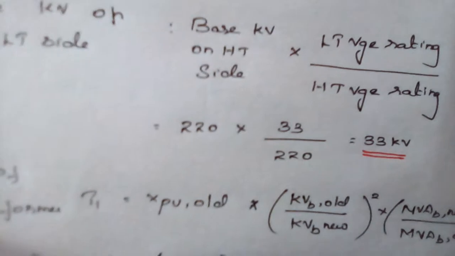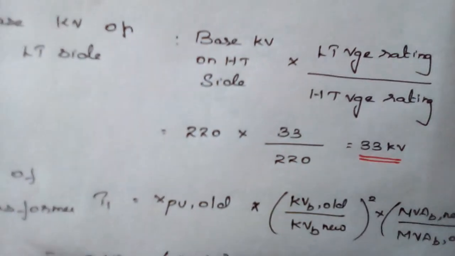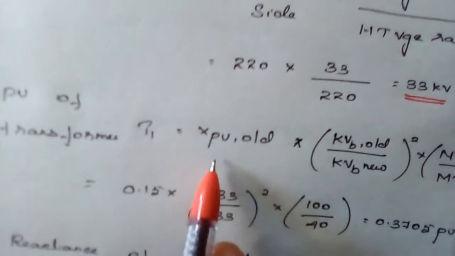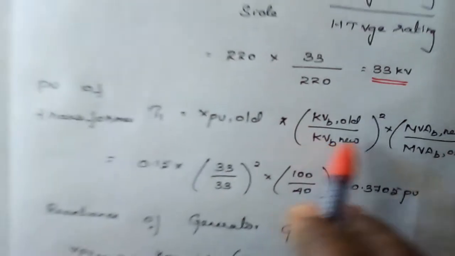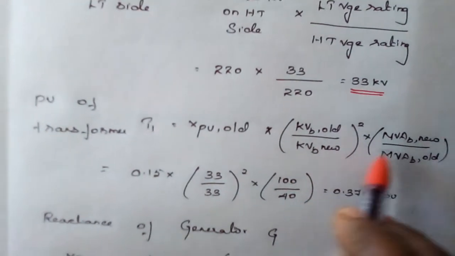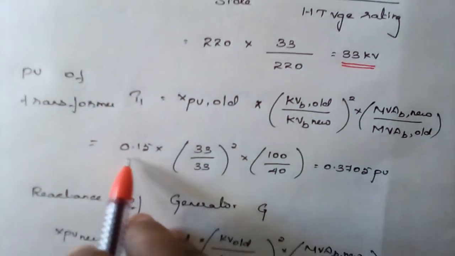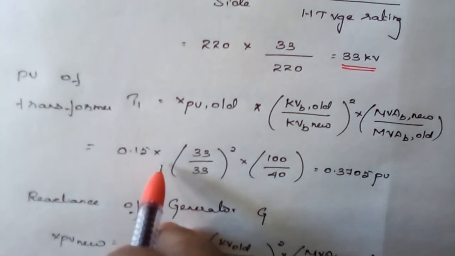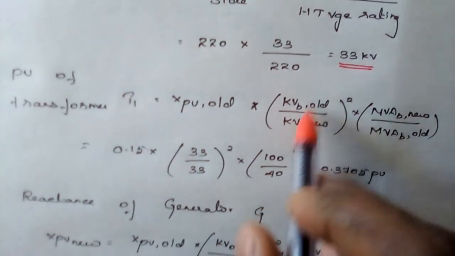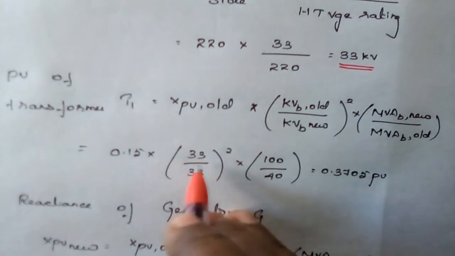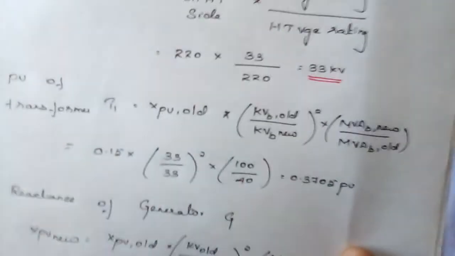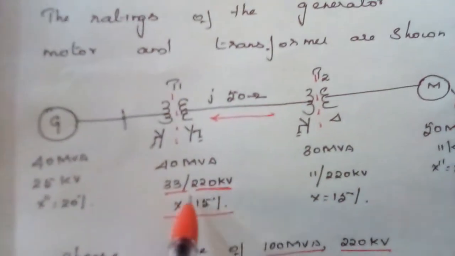And our aim is to calculate the per unit value for the transformer. Per unit value is equal to X per unit old into (kV old by kV new) the whole square into (MVA base new by MVA base old). So X per unit is equal to 0.15 into the old value of kV, which is nothing but 33. It is given in the problem as 33 by 220 kilovolt.